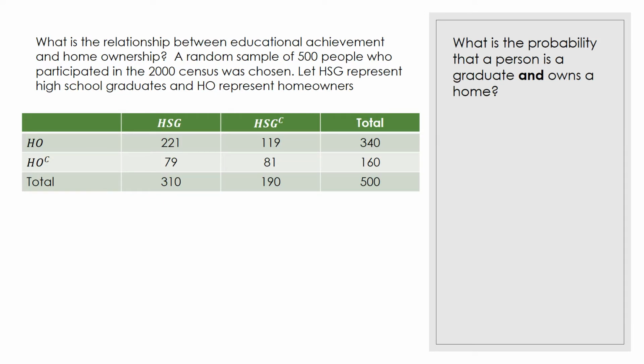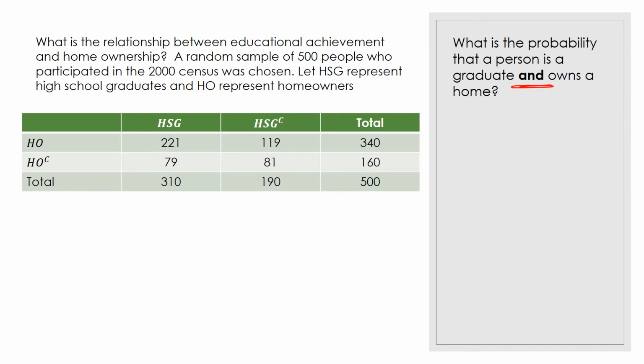We want to know what is the relationship between educational achievement and home ownership. We have a random sample of 500 people who participated in the 2000 census. We want to let HSG represent those that were high school graduates and HO represent homeowners. So in this two-way table, we can see that we've got the high school graduates and non-graduates, homeowners and non-homeowners. And we want to know what is the probability that a person is a graduate and owns a home.